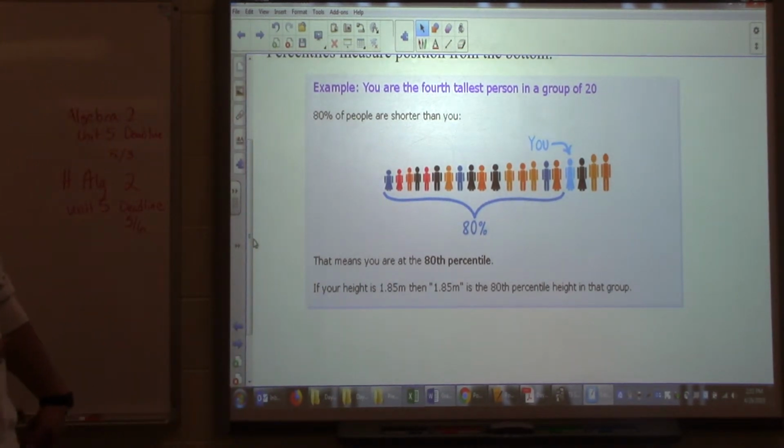80% of people are shorter than you. That means you're going to be in the 80th percentile. Right? That means that 80% of people are shorter than you.